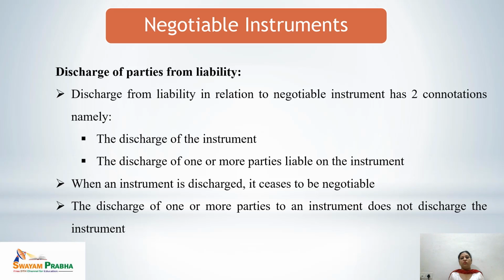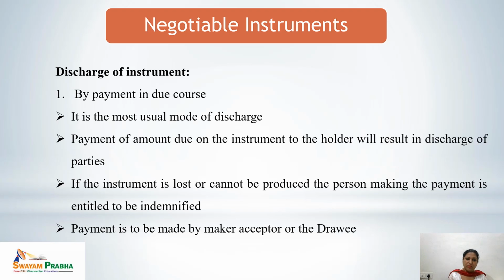But the discharge of one or more parties to an instrument does not discharge the instrument. That means if an instrument is discharged, the process is over and it ceases to be negotiable. But when there is a discharge of one or more parties to an instrument, it does not mean that the instrument has been discharged. So let's discuss them one by one. The first one is the discharge of the instrument. How is the instrument discharged?